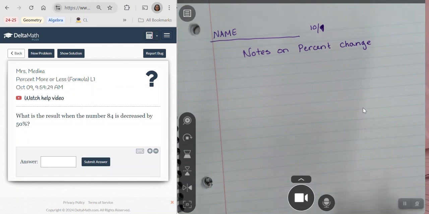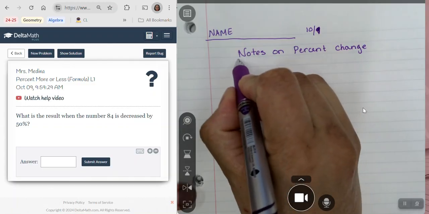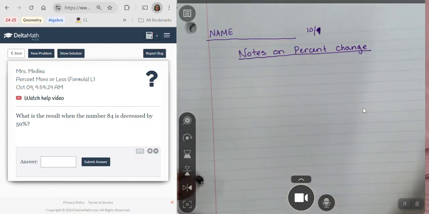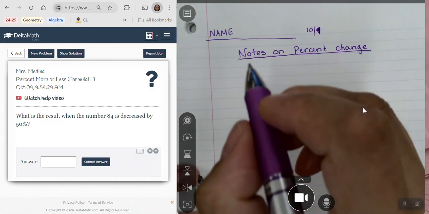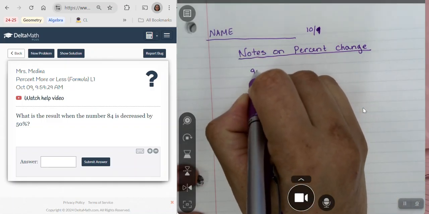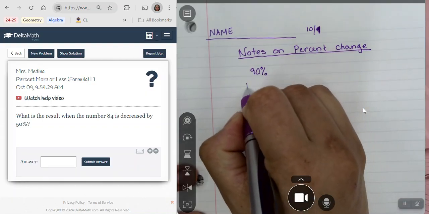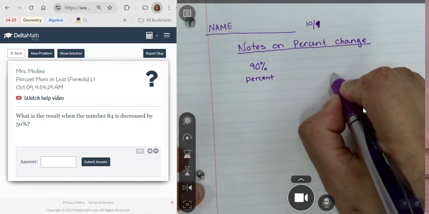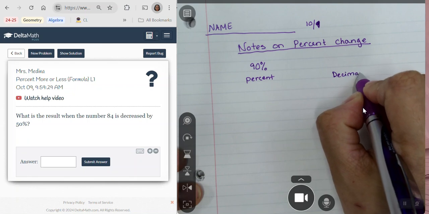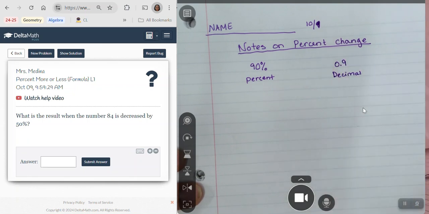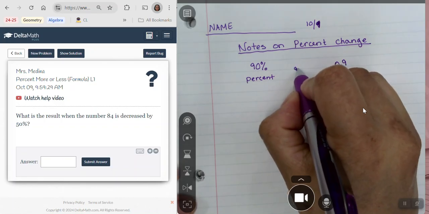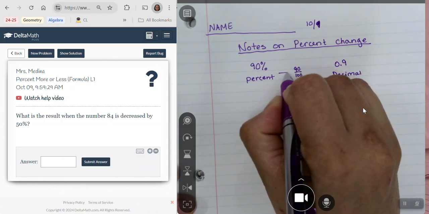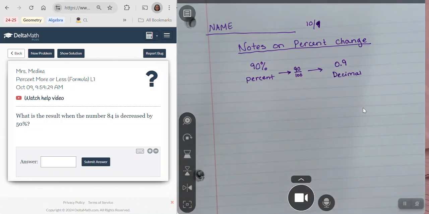All right, so what's going to happen is today we used to take quick notes on percent change, and this is something that you have to know how to do. So, for example, if somebody says 90%, this is in percent form, and then we always have to put the symbol. You have to be able to turn it into a decimal. So, this would be the decimal form, and it is 0.9. So essentially what you're doing is 90 divided by 100.